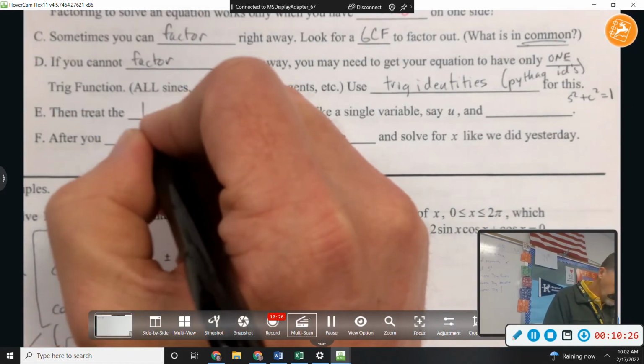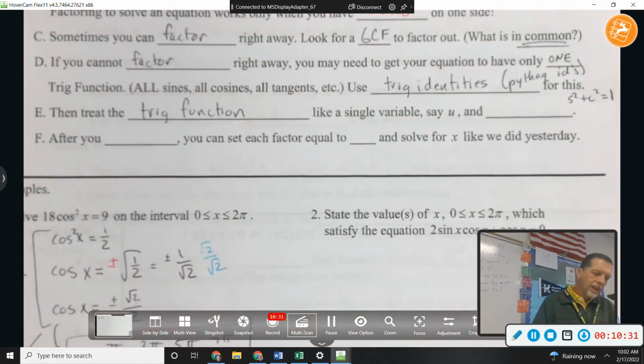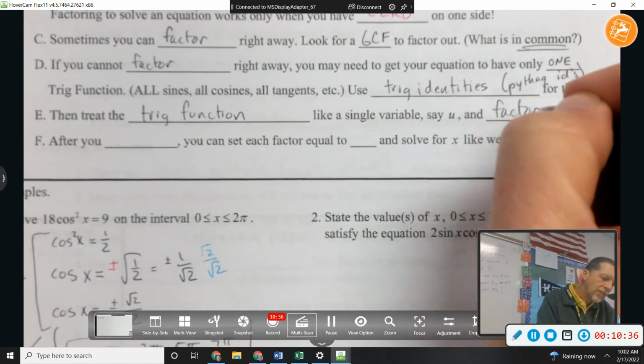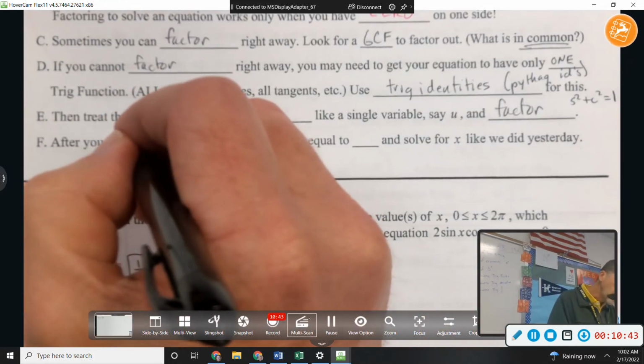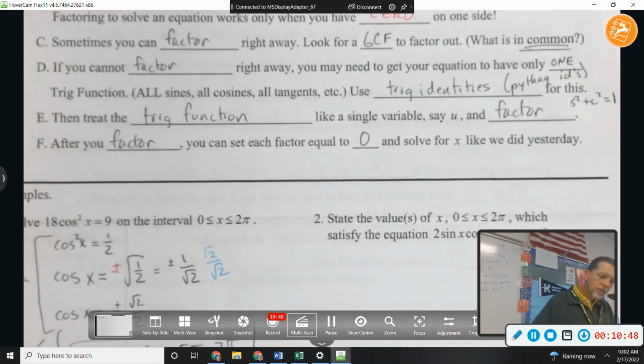Then treat the trig function like a single variable, say u, and factor. That might sound weird, but we'll do an example in just a minute. After you factor, you set each factor equal to 0 and solve for x like we did yesterday. So there's some algebra at the front end, and then it's exactly like what we did yesterday.